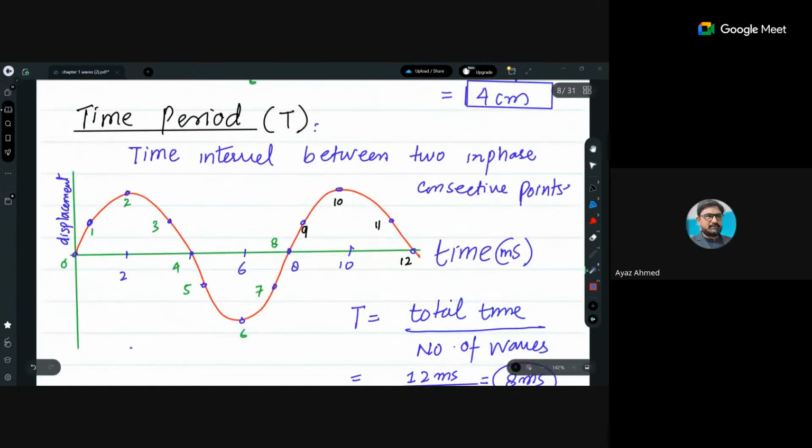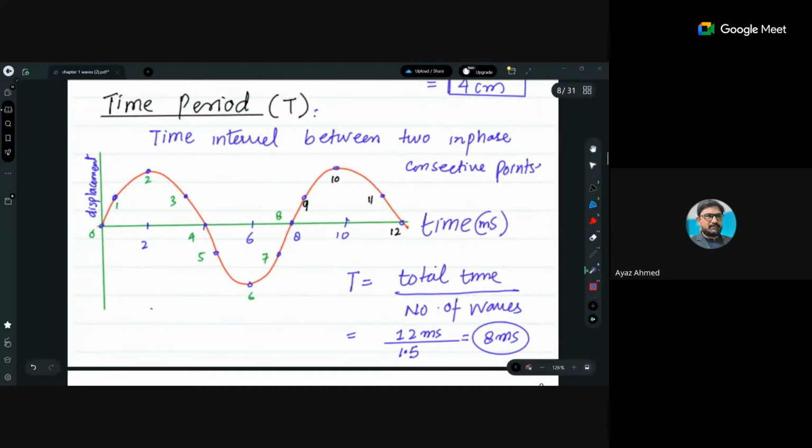Okay, then we can find the time period if the x-axis is your time. So time period is basically the time interval between two consecutive in-phase points. We did this in our previous levels: the time between two peaks is the time period, or the time to complete one wave is the time period. So I can give you a formula here: time period is equal to total time divided by number of waves.